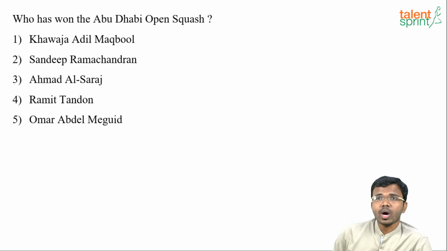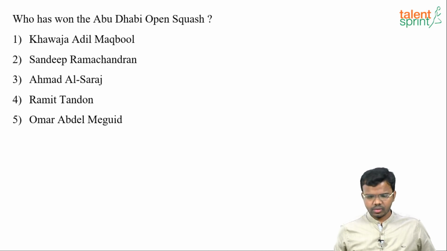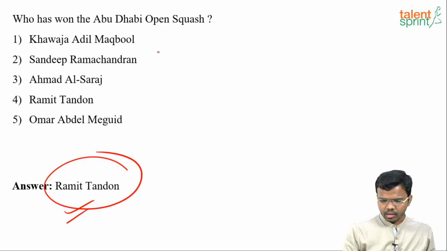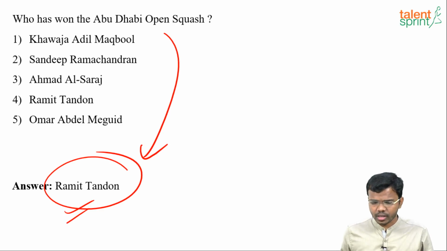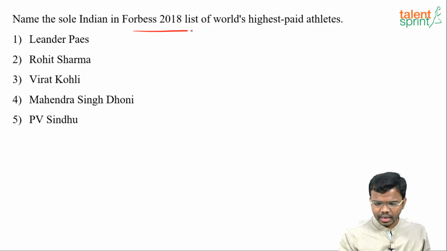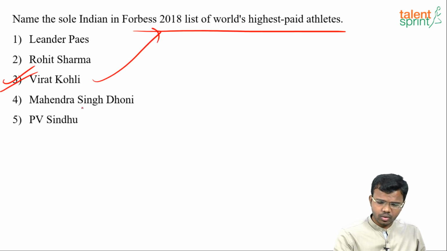Who has won the Abu Dhabi Open Squash? Yes, it was won by Ramit Tandon. Ramit Tandon is the right answer. Joshna Chinnappa and Deepika Pallikal are some of the famous squash athletes of India. Name the sole Indian in the Forbes 2018 list of world's highest paid athletes. I think you can easily guess this. Virat Kohli is the only person in the Forbes 2018 list of world's highest paid athletes. Okay, moving on to the next question.